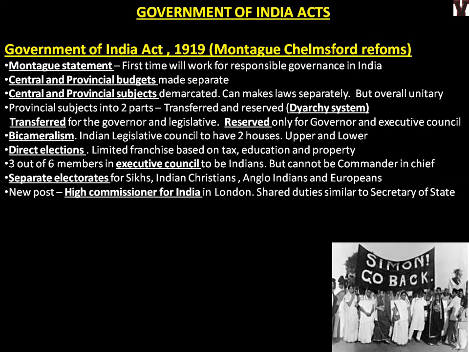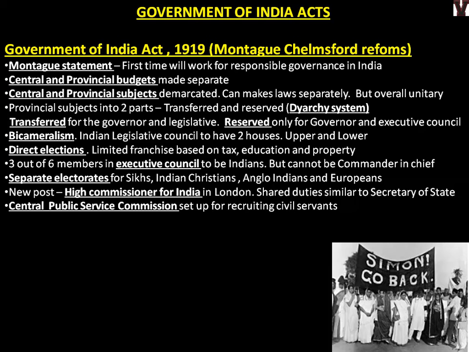New post called High Commissioner for India in London. So this is the first time High Commissioner post was introduced. That is for India, a person will be there in London, the High Commissioner. And he will share similar duties that of Secretary of State. Okay, so this Secretary of State was introduced in 1858 Act, and this is 1919 Act. And Central Public Service Commission, the first body for recruiting civil servants.